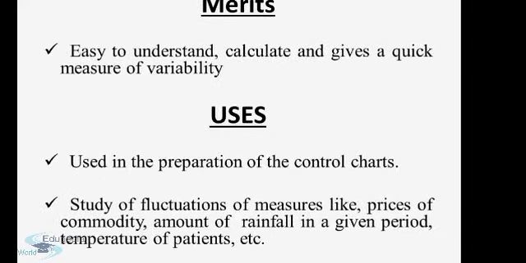But of course, we have seen that it's easy to calculate, easy to understand, and it gives a quick measure of variability whenever we need a rough value, just to understand quickly, we make use of it. Further, it's used in the preparation of control charts, and in the study of fluctuations of measures like prices of commodity, amount of rainfall in a given period, temperature of patients in medical sciences, and so on.